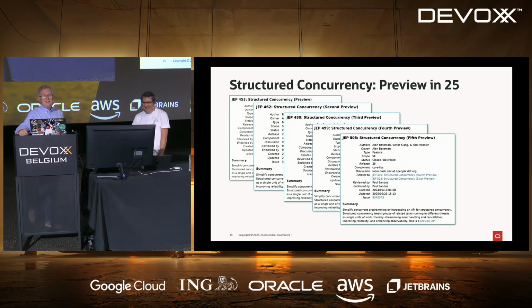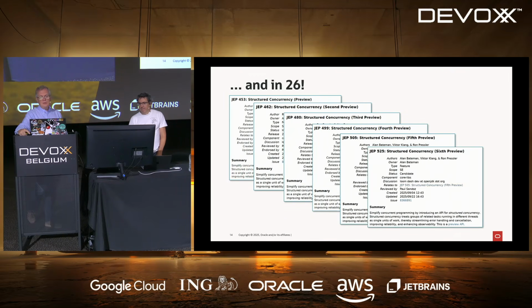Structured concurrency, that's the 5th preview since 21, and we're going to talk a lot about it. And it will still be a preview in 26. We already know that, and we already have elements that are going to be added, and we're going to talk briefly about them.